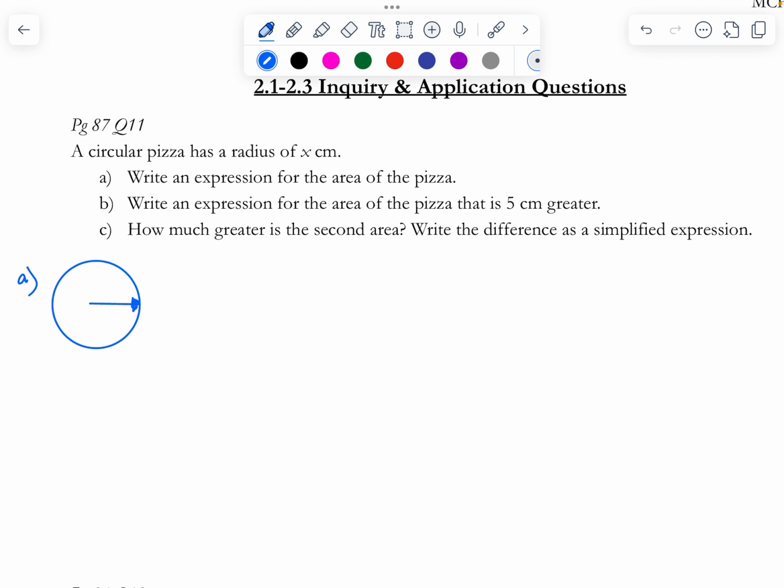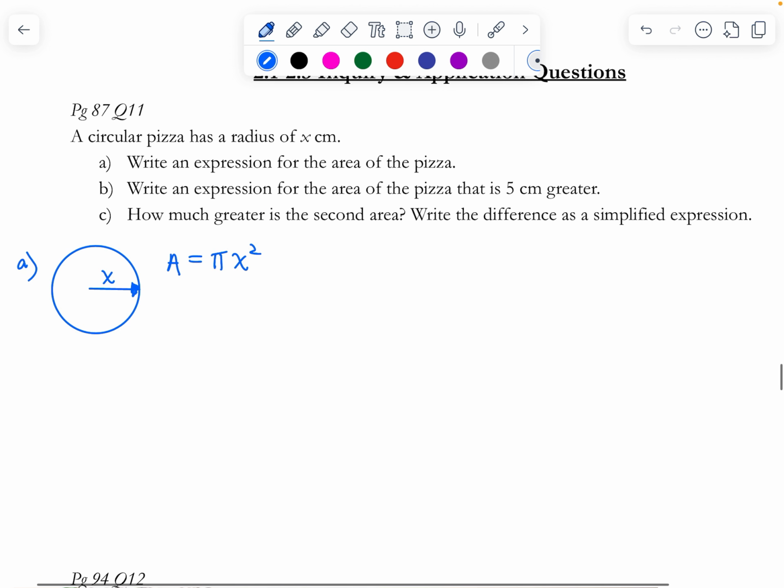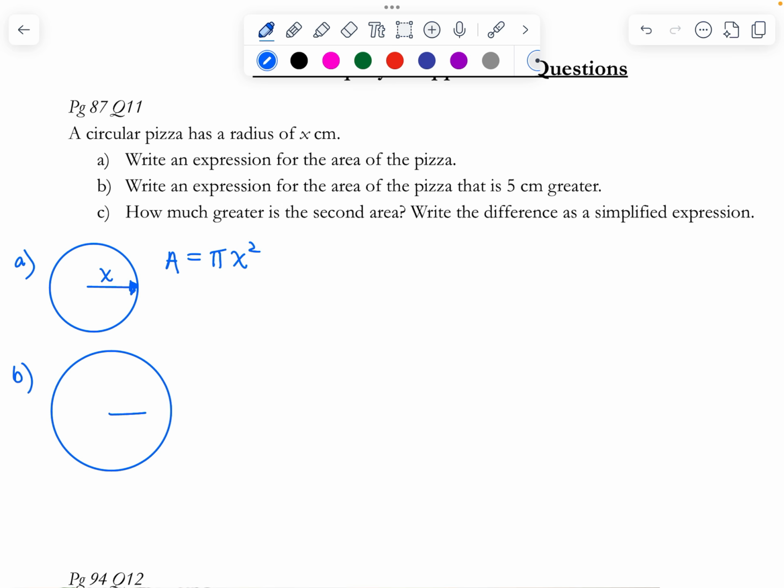Here I have a pizza of radius x. Part A is asking me for an expression for the area of the pizza, and because it's a circle, it's pi r squared. In part B, it says we're going to make the radius a little bit bigger, and we need an expression for the new pizza's area.